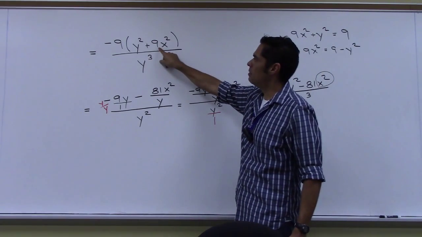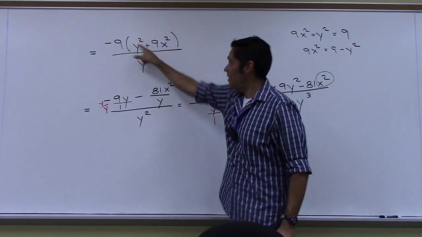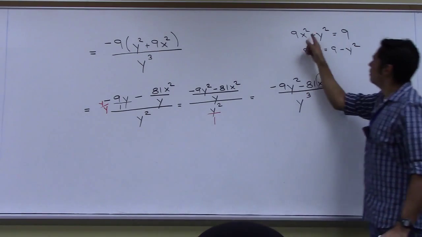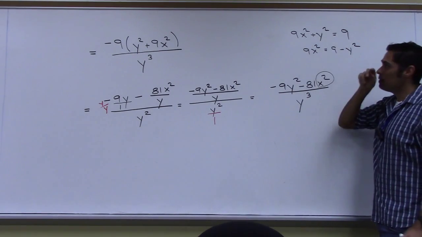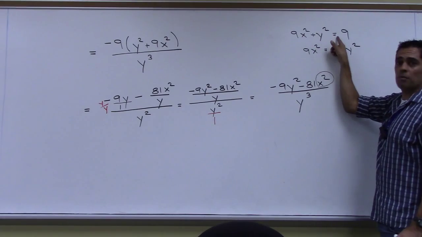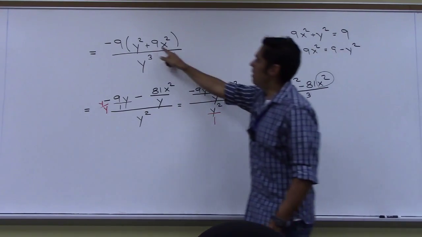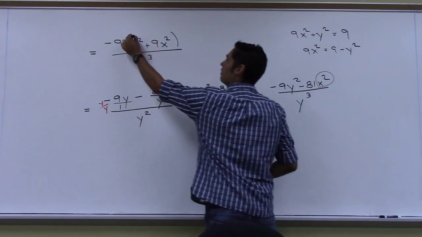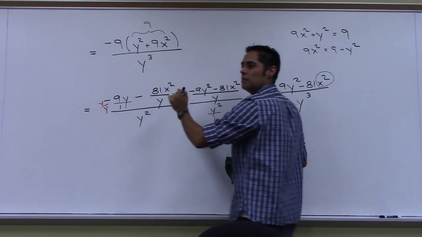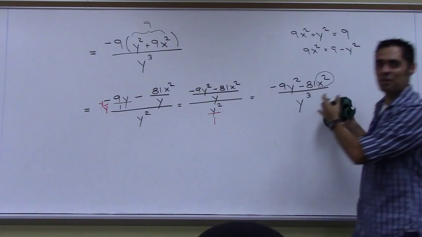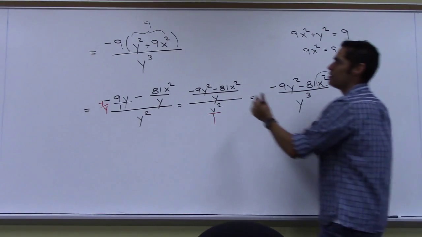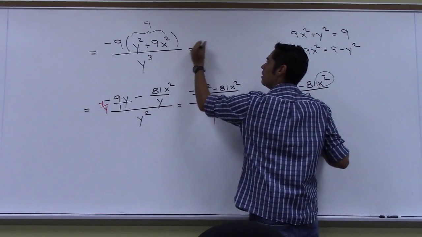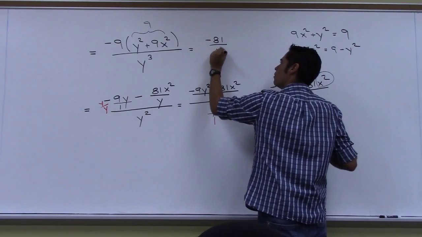What's 9x squared plus y squared equal to? 9. So 9x squared plus y squared is 9, isn't it? This whole thing is 9, according to the original equation. So negative 9 times 9 is negative 81 over y cubed.